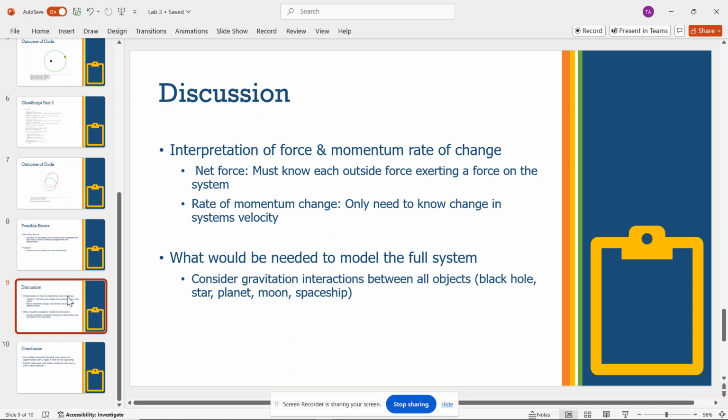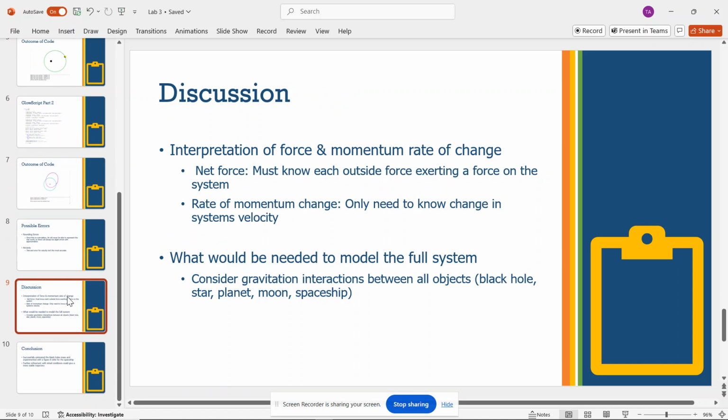So what is the difference between force and momentum rate of change? For net force, we have to know every outside force exerting something on an object, and for the latter, rate of change of momentum, we only need to know the change in the system's velocity.